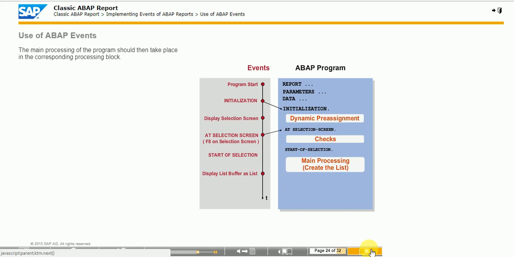If, for example, a type E message is sent in this event block because a user does not have the required authorization, the selection screen will be displayed again with the error message allowing users to correct their entries. Only if no error message is sent, the Start of Selection block is then triggered.